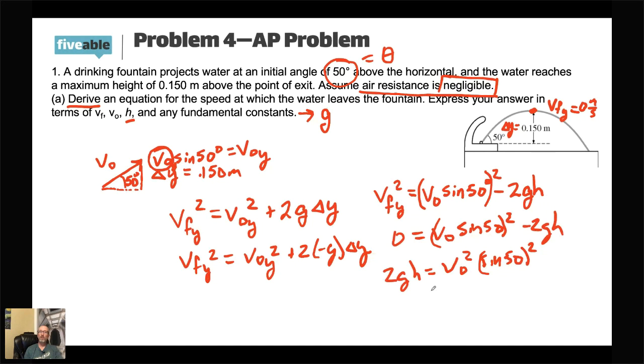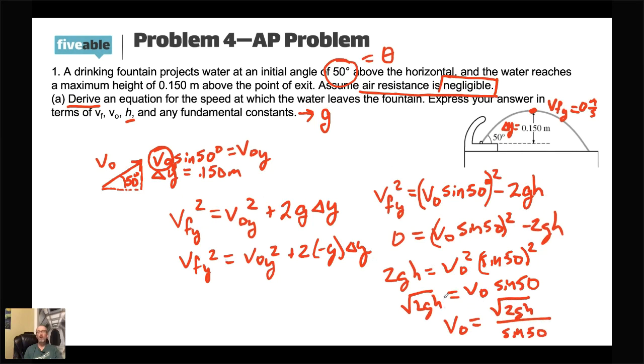Let's take the square root of both sides. So this would be the square root of 2GH, and that would be equal to VO sine of 50. And the last thing we need to do is we want to find the speed at which the water leaves the fountain, so we just want VO all by itself. So VO is equal to the square root of 2GH all over the sine of 50.